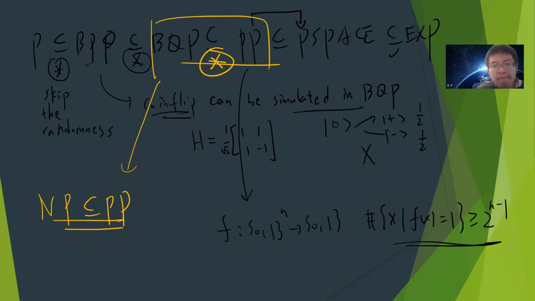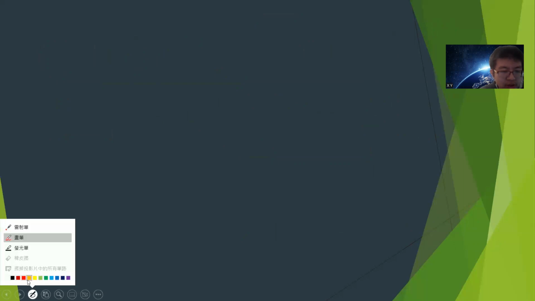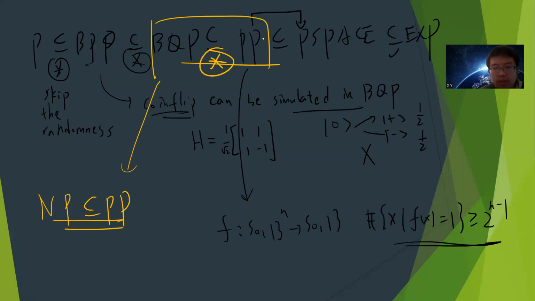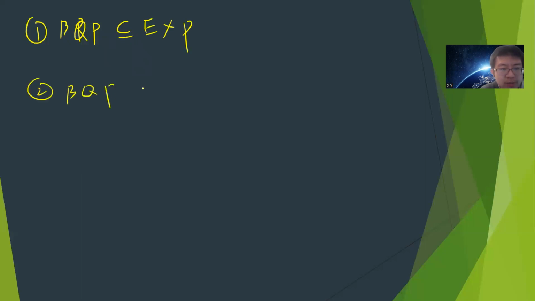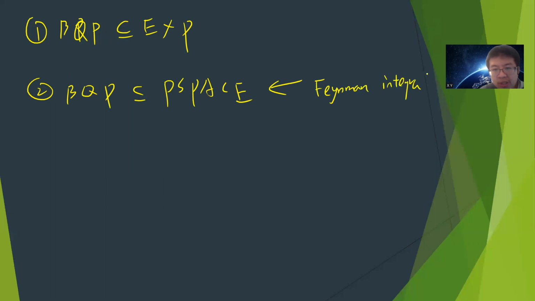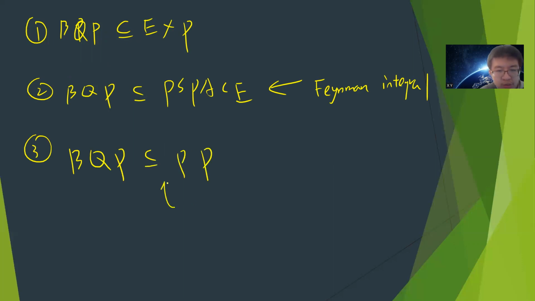Before we do this, let's do it in three steps. First, I can show that BQP is in EXP. Second, I can show that BQP is a subset of PSPACE. Actually, this one already requires some work; basically, it uses the Feynman integral. And for the third one, we want to show that BQP is a subset of PP, and you need to use a universal gate set.